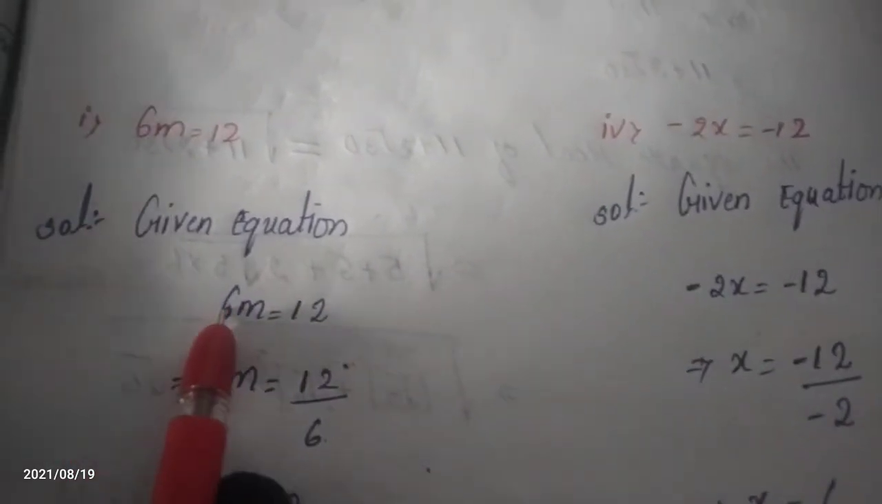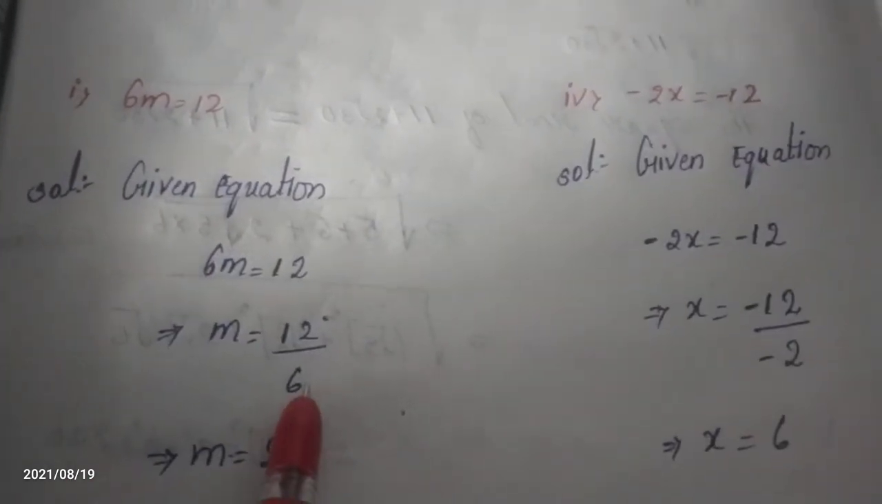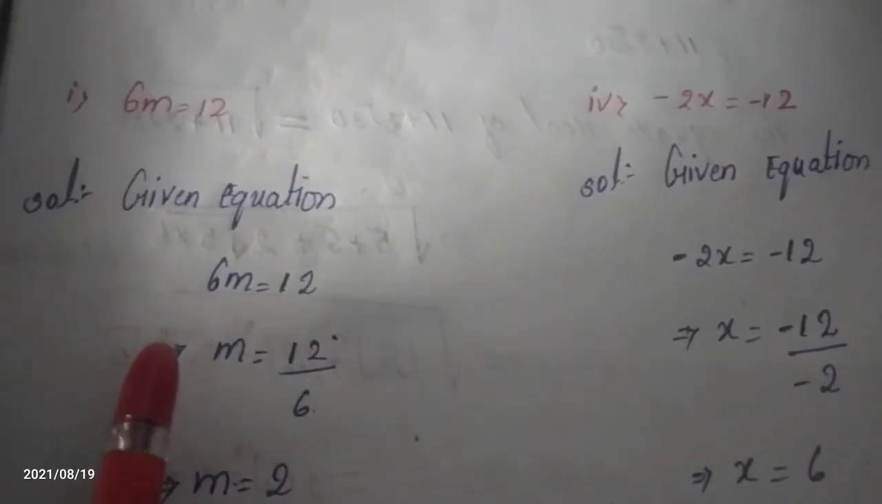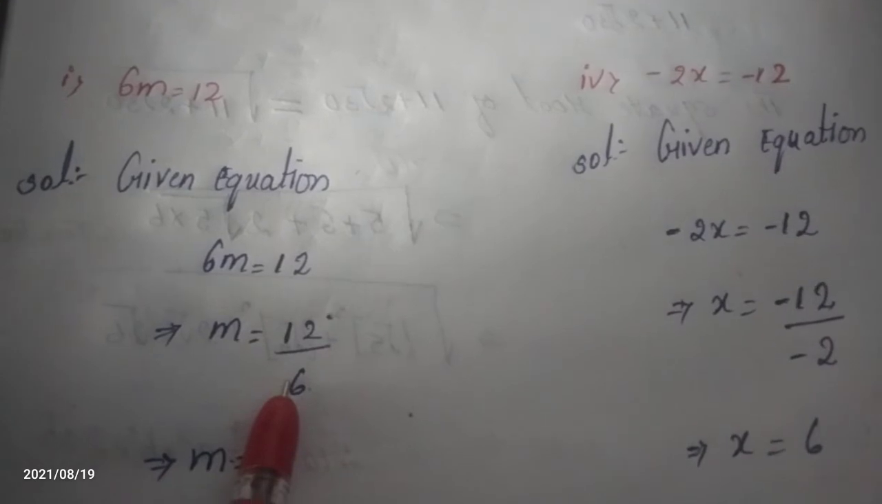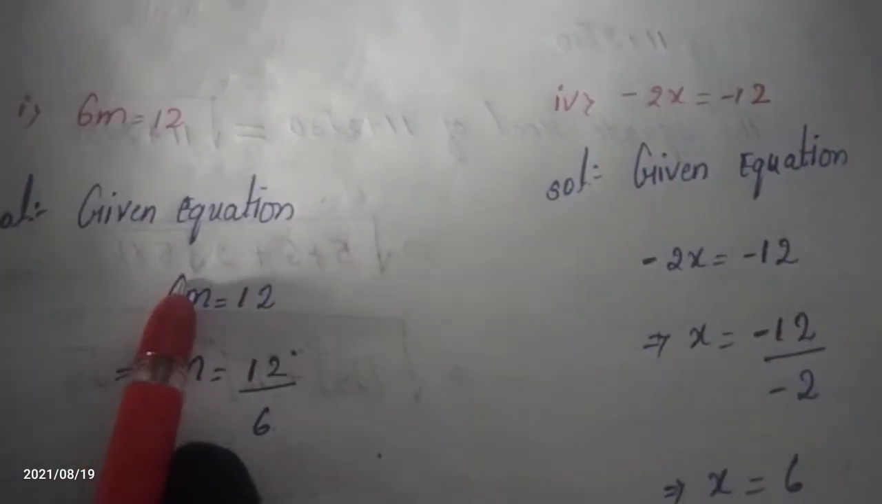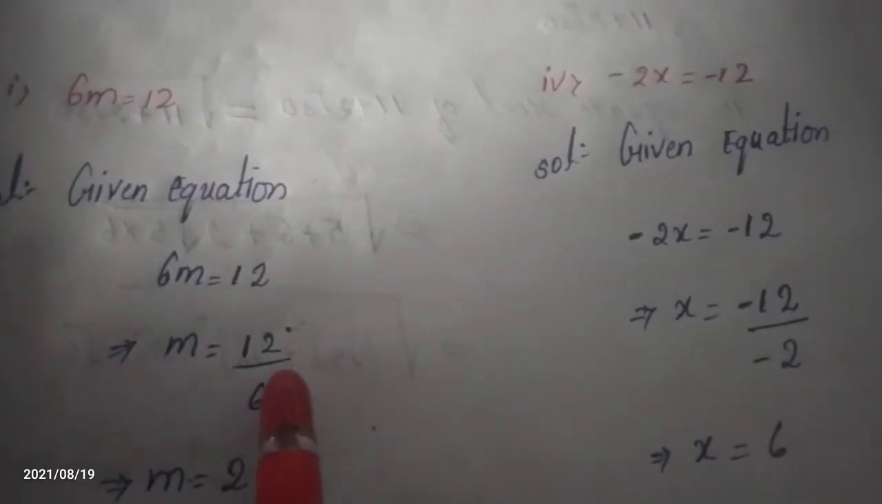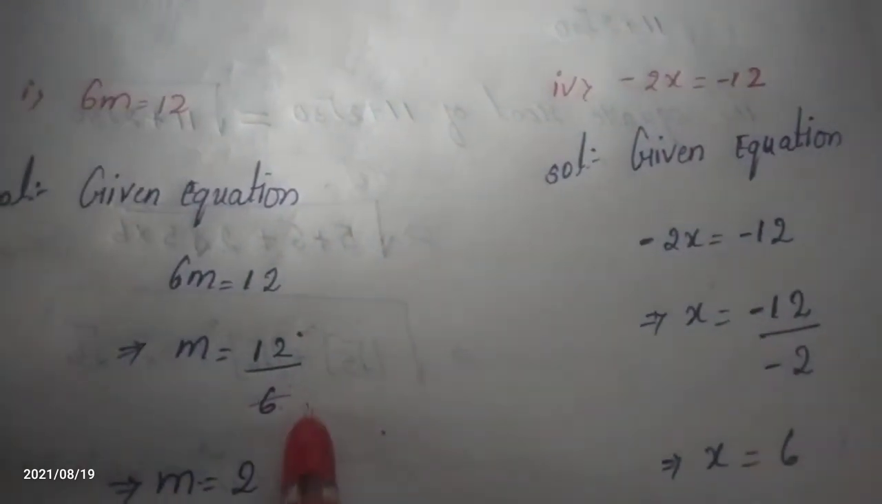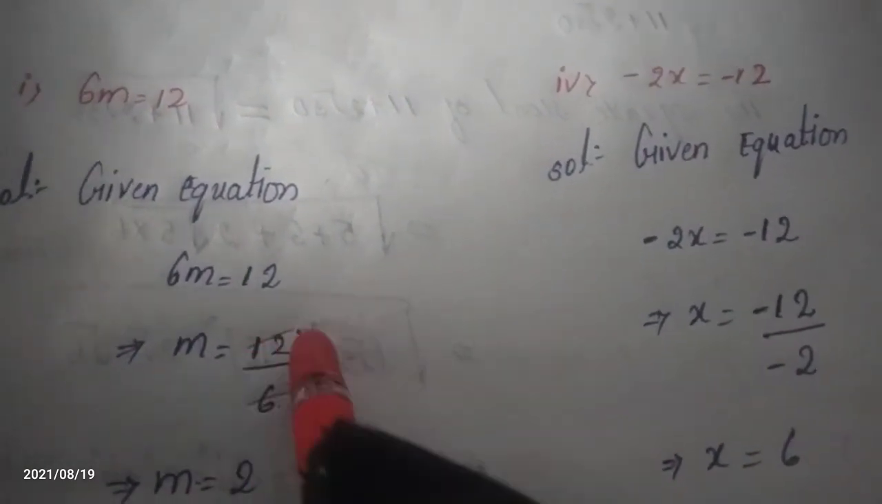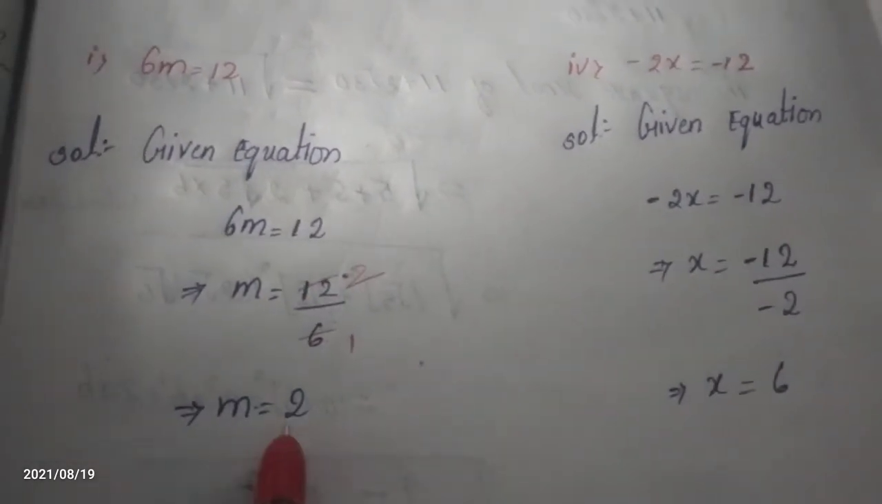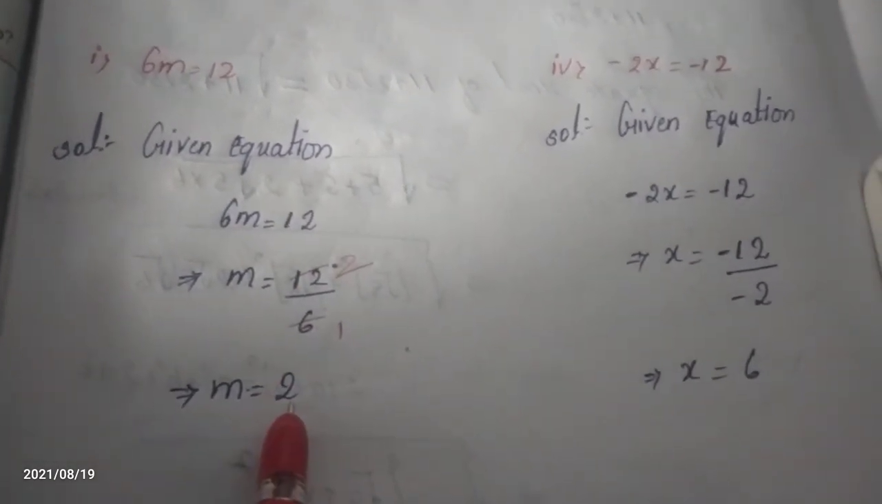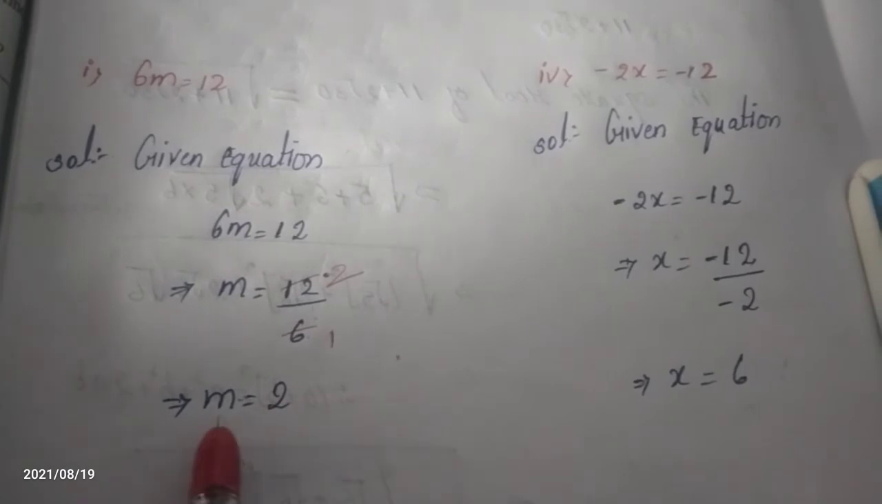If some number is multiplied, when it goes to the other side it becomes division. If some number is divided, when it goes to the other side it becomes multiplication. It is a reverse process. So 6 multiplied here goes to that side and divides the RHS. Cut it: 6 ones are 6, and 6 twos are 12. What do we get? m = 12 divided by 6. We get the value of m: m = 2.